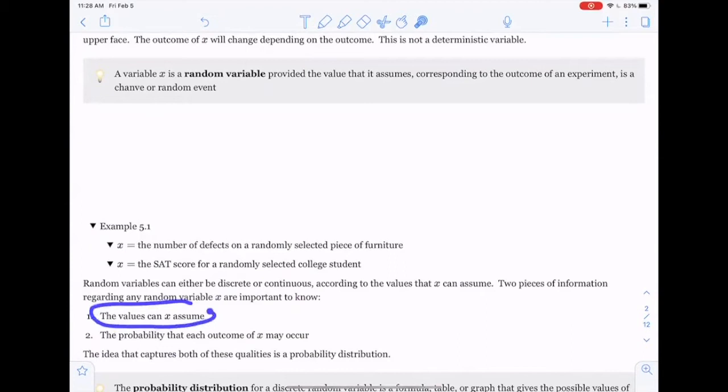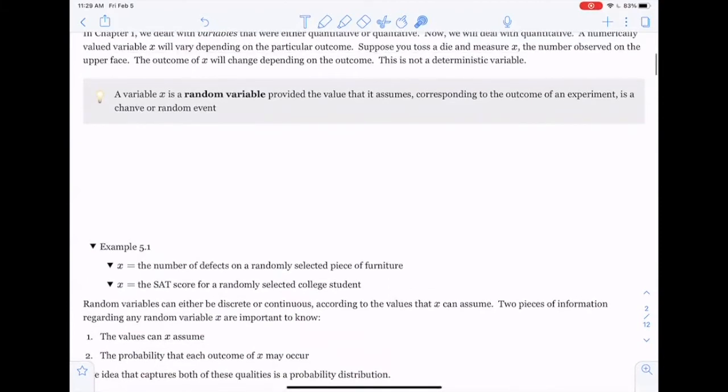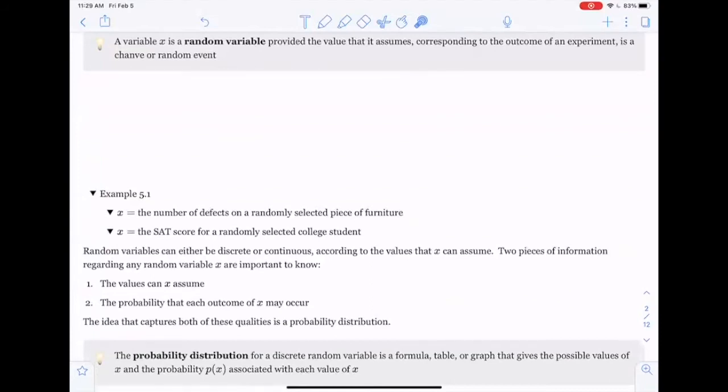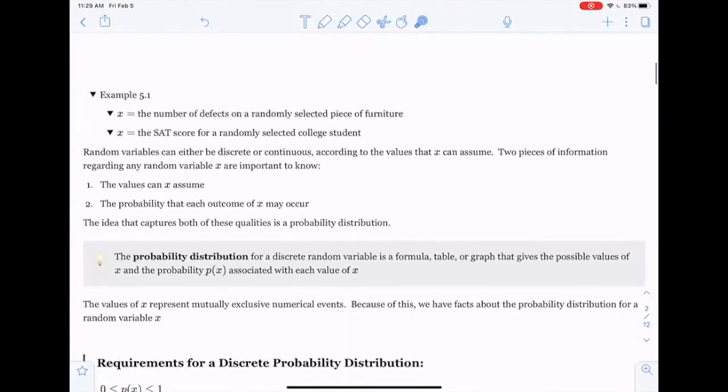First, we need to know the values that x can assume, right? What are my possible outcomes? And two, what are the corresponding probabilities of each outcome? So, for example, if we're going to roll a die, I want to know what the possible outcomes are for rolling a die and what the probability or the likelihood of each of those outcomes is. And the idea that takes both of these things together is what we call a probability distribution.